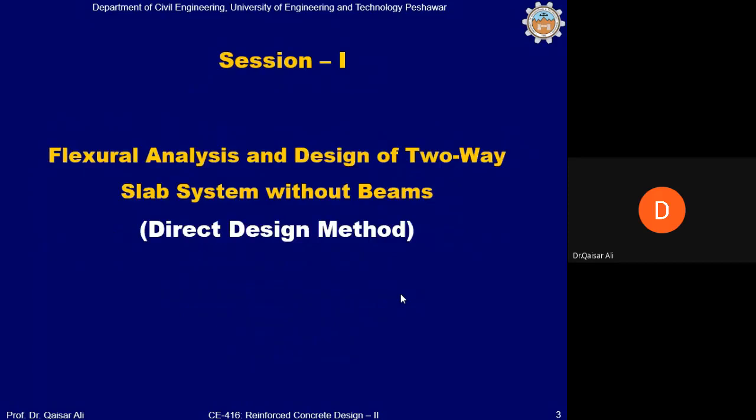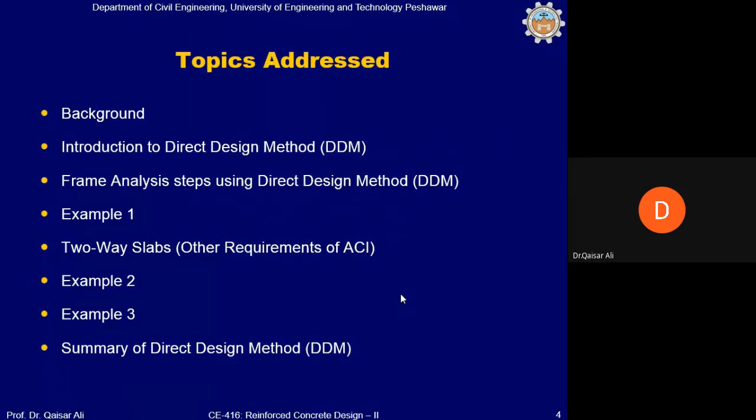So first of all, let's discuss session 1, flexural analysis and design of two-way slab system without beams. The topics to be addressed today in session 1 are the background of this topic and introduction to the direct design method. What is the direct design method? What are the limitations? And how is this method used? And then the frame analysis steps using the direct design method will be discussed in detail.